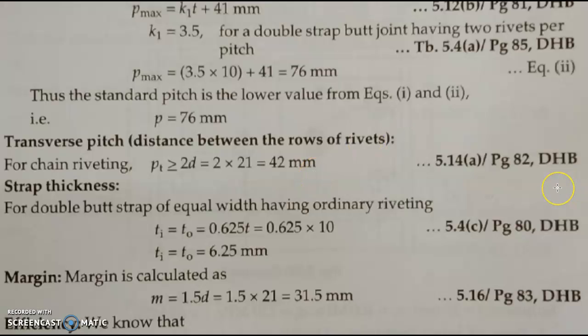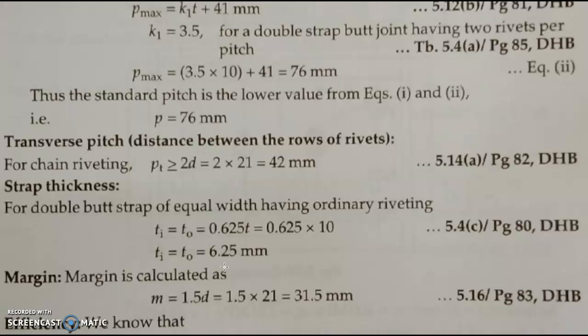That equation is already given in our data book, page number 82 and equation number 5.14a. The next one is strap thickness. Again, from our data book, page number 80, equation number 5.4c, they give that for straps of equal width with ordinary riveting, TA is equal to TO, that is equal to 0.625 into T. That value will become 6.25 mm.